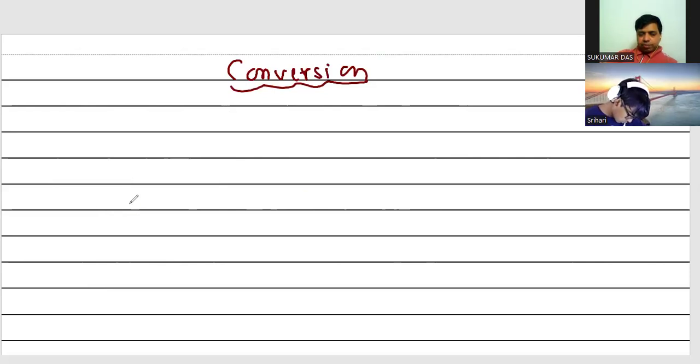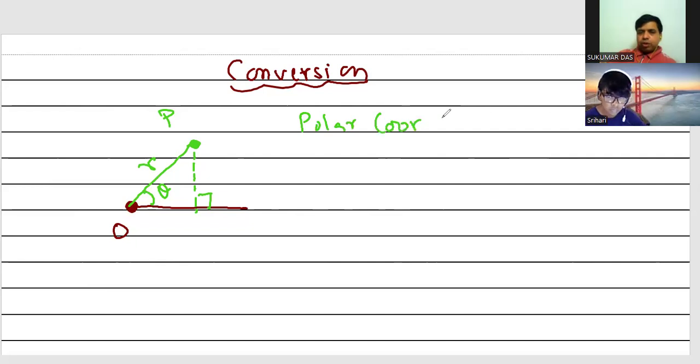So this is our center, let's say O. This is our reference axis. Take any point P here. You drop one perpendicular like this and join this one. This is r and this is theta. So the polar coordinate for this point is (r, theta). Fine.